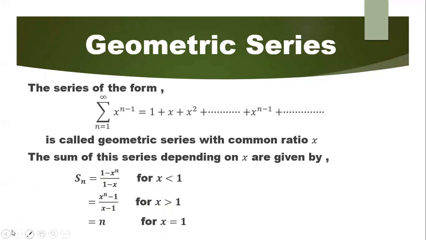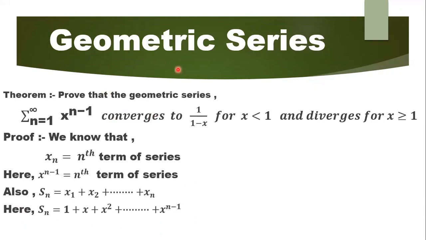Now, let me see the theorem of geometric series. See, the theorem statement is: prove that the geometric series summation n equal to 1 to infinity x raised to n minus 1 converges to 1 upon 1 minus x for x less than 1 and diverges for x greater than or equal to 1.